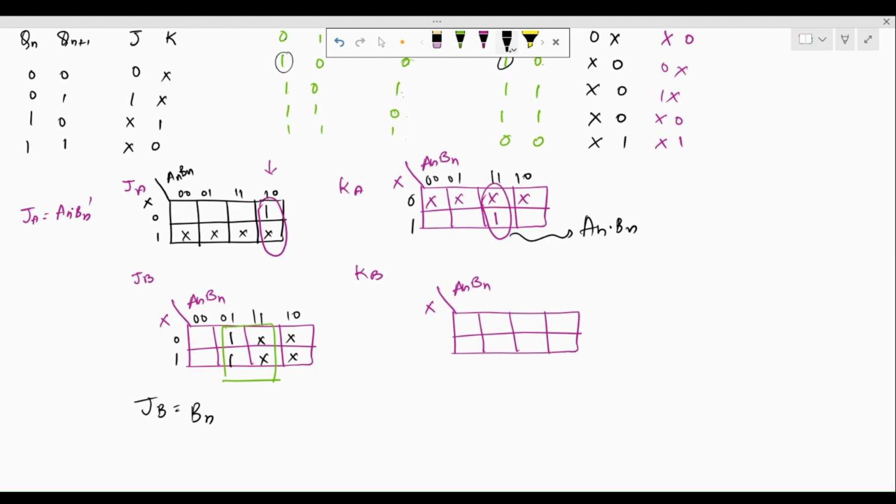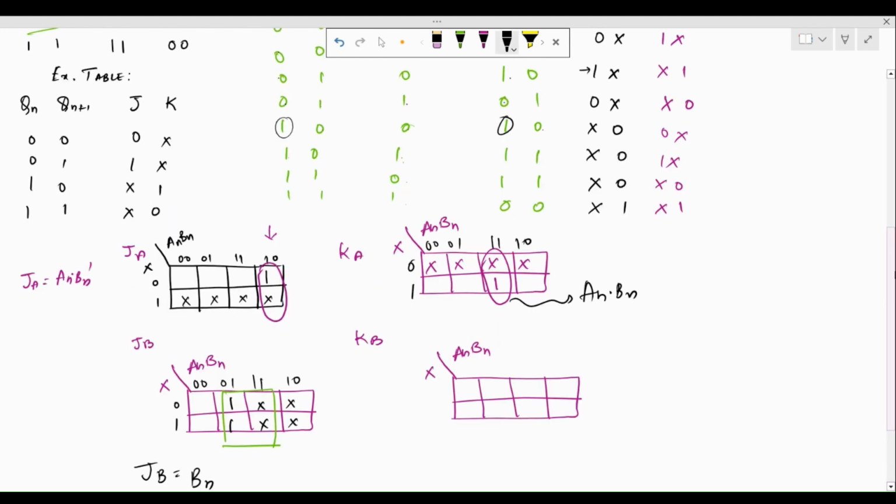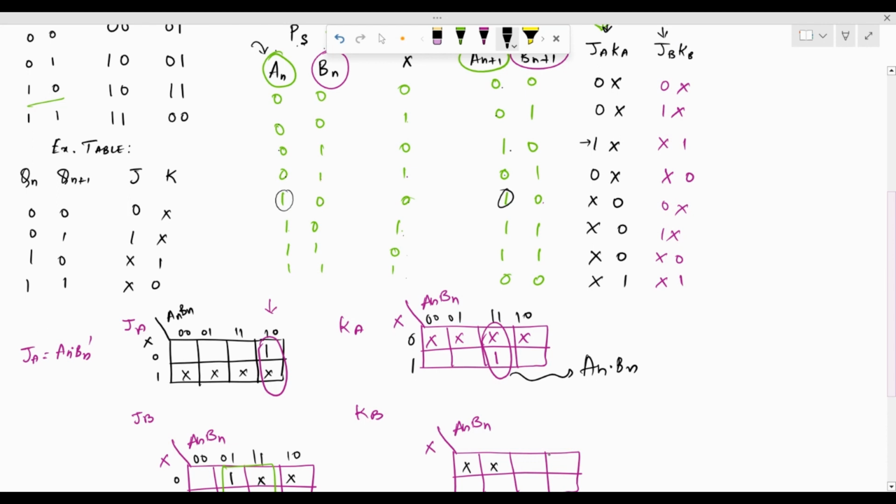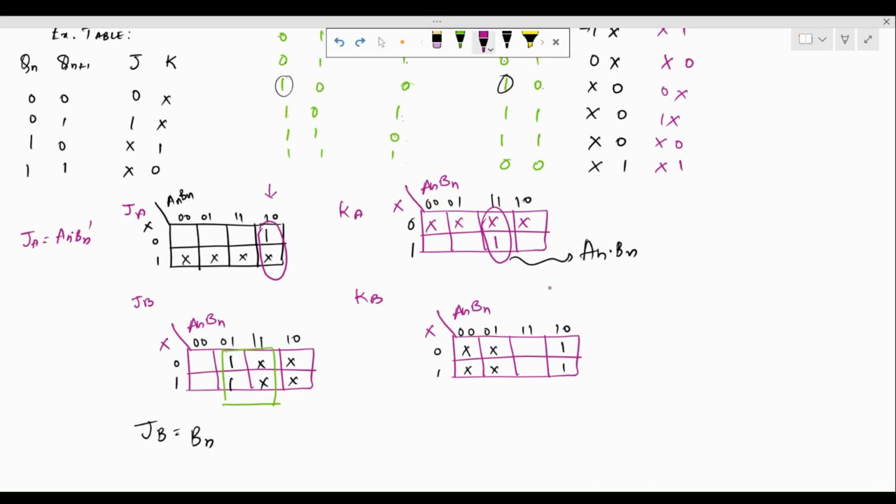Now let's look at KB. So for KB, we have 0, 1 as don't cares. So 0, 1 is don't care. 2 is 1. Then 4 and 5 are don't cares. And 7 is 1. So we can now group the minterms in this manner and form a quad, and therefore the expression for KB now becomes BN bar.